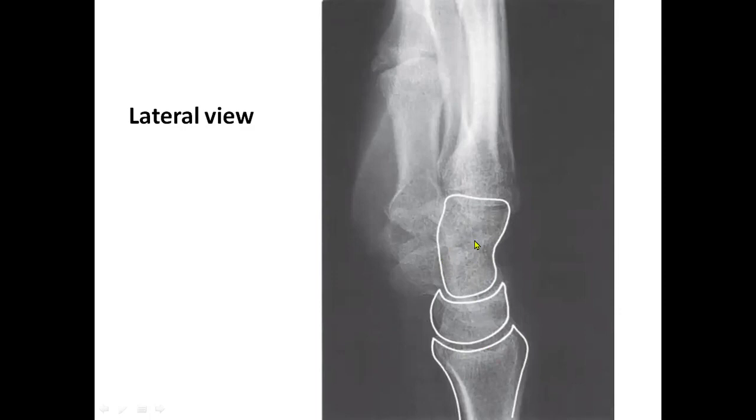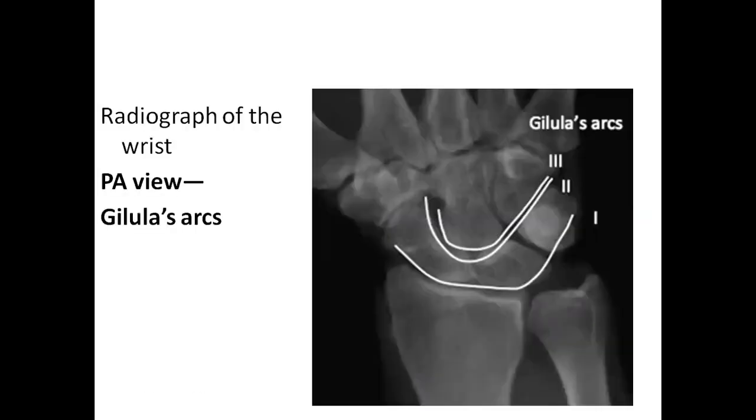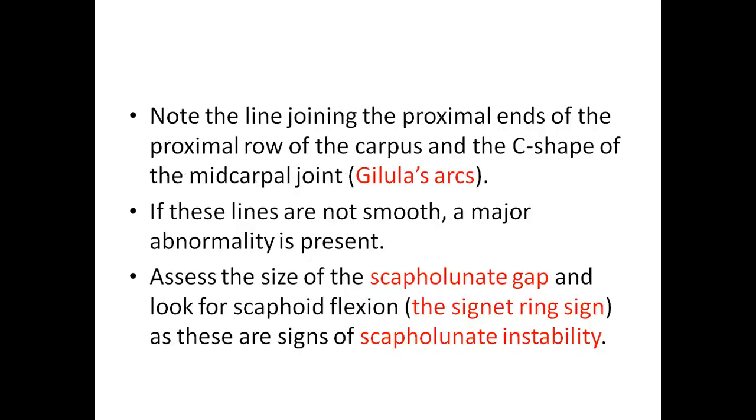So on the lateral view, this element should be checked, and if there is no fitting of these convexities in these concavities, it means there is again disruption or something wrong with these bones. We will discuss other views as well in the upcoming slide, but these two we have discussed: the lateral view as well as the different Gilula's arcs in the PA.